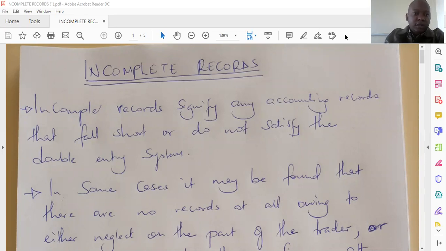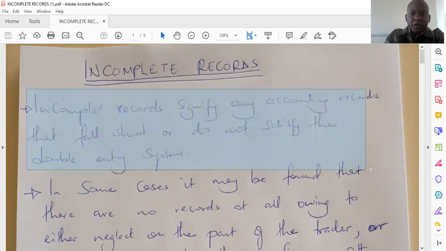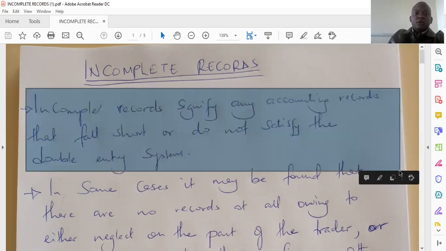Incomplete records signify accounting records that do not satisfy the double entry system of accounting, or rather, accounting records that fall short of the double entry system of accounting. The system whereby for each transaction there has to be a debit entry and a corresponding credit entry is not maintained or is not found under the incomplete records of accounting.